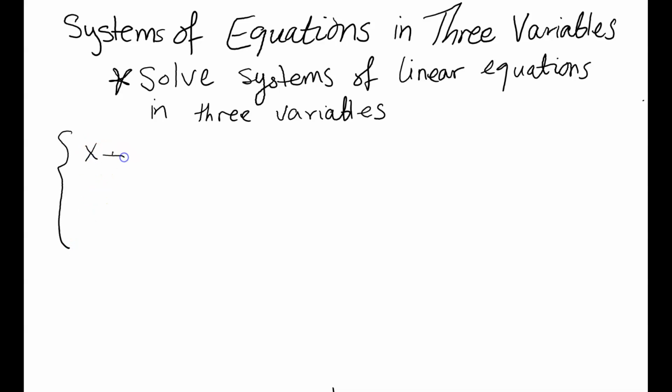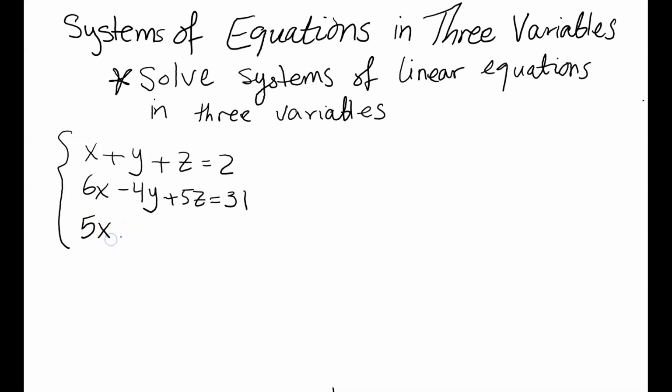x plus y plus z equal to 2, 6x minus 4y plus 5z equal to 31, 5x plus 2y plus 2z equal to 13. At any point you can pause the video to copy down or do it and compare your answers.